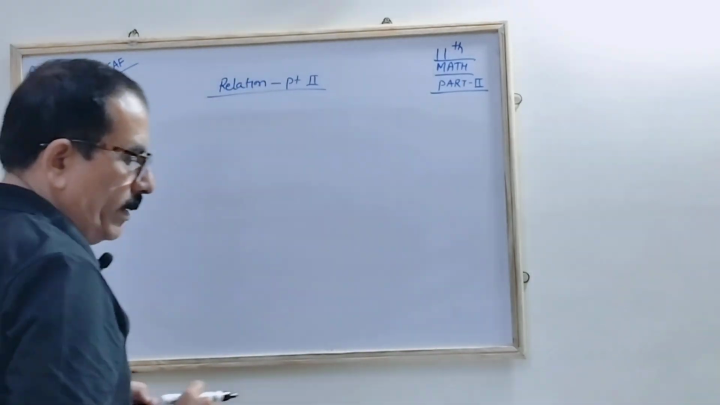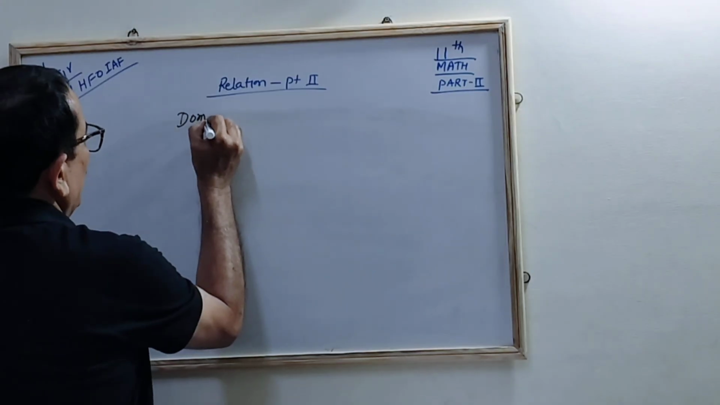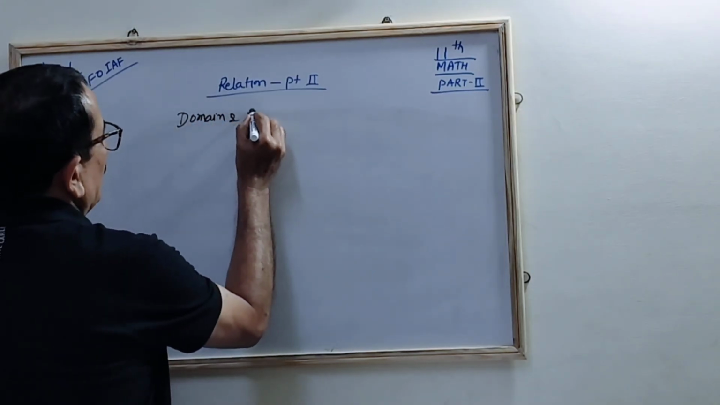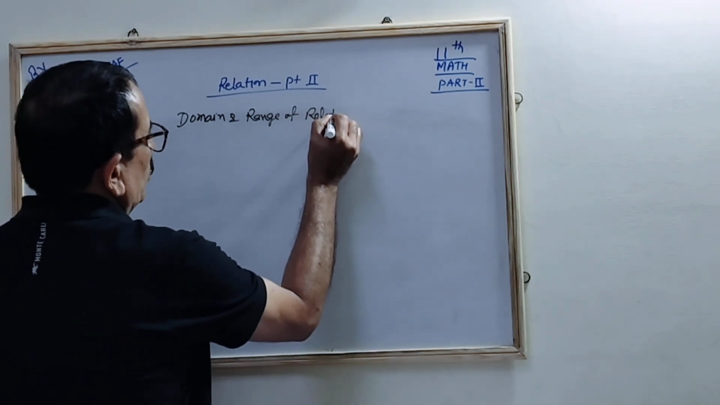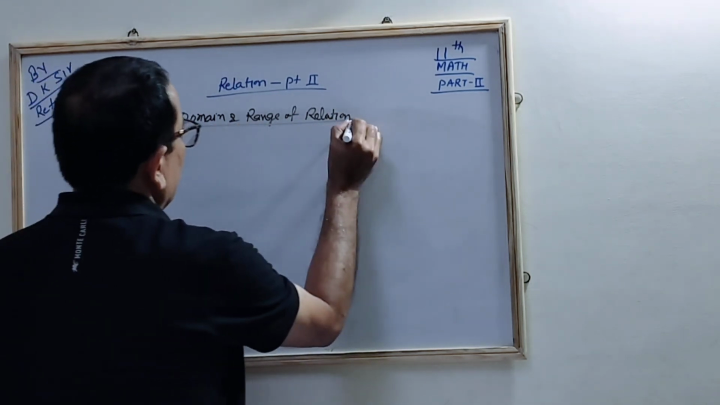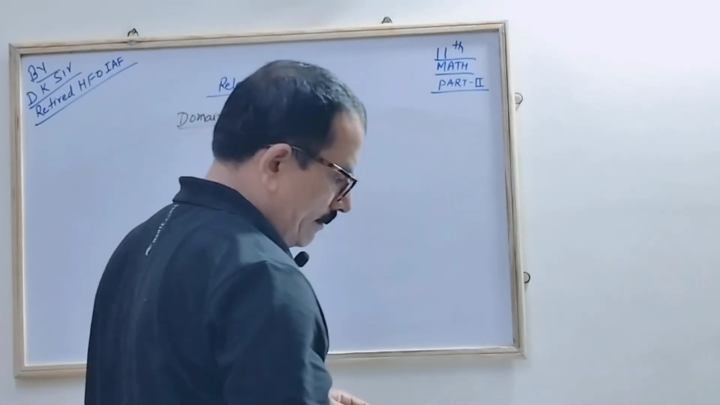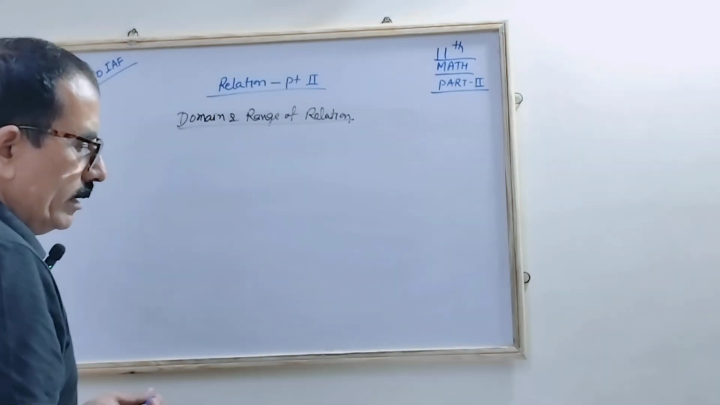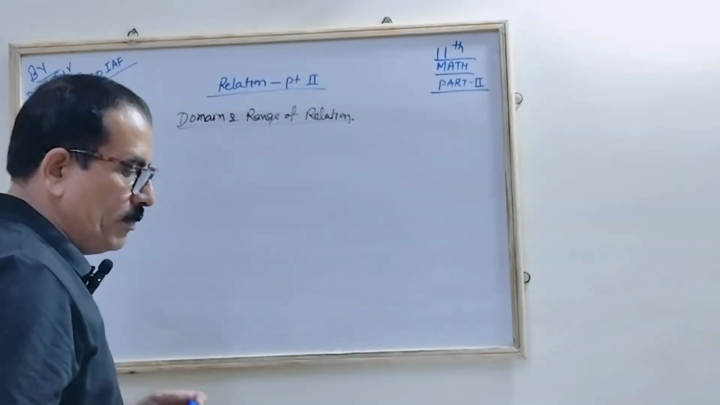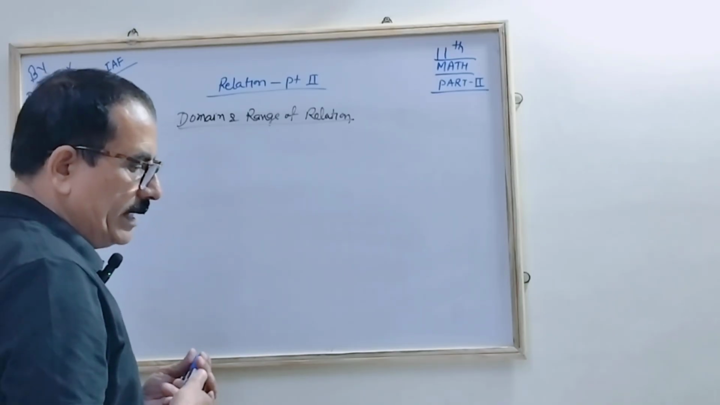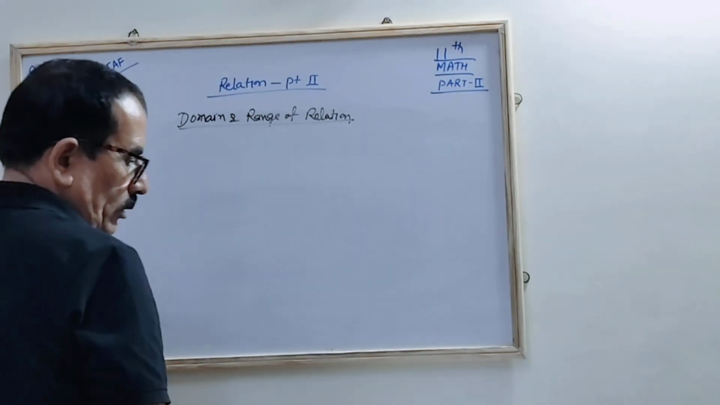Now we will see the domain and the range of the relation. Domain and range of relation. Let R be the relation from the set A to B. Then the set of all the first elements of the ordered pairs belonging to R is called the domain. How to define the domain and the range of the relation.